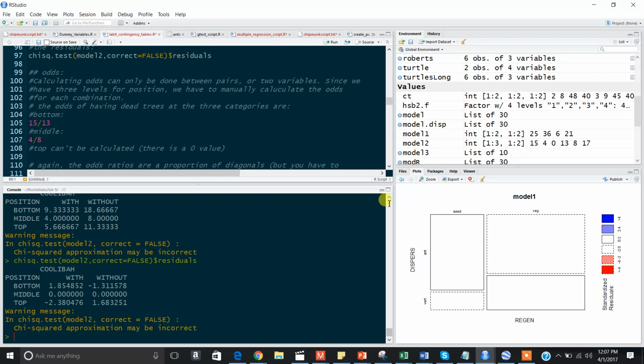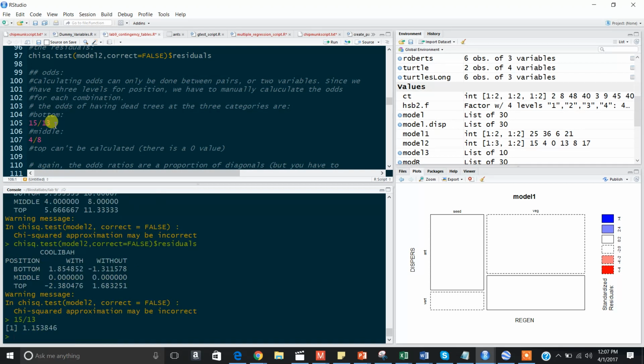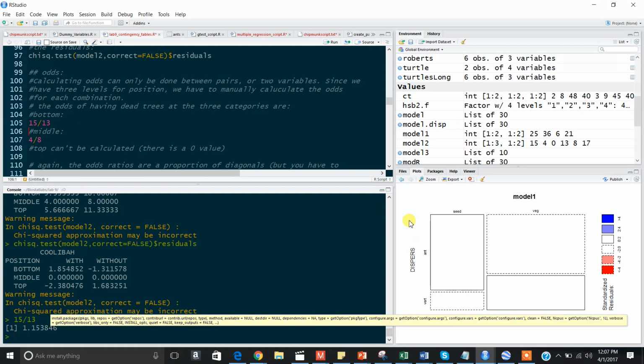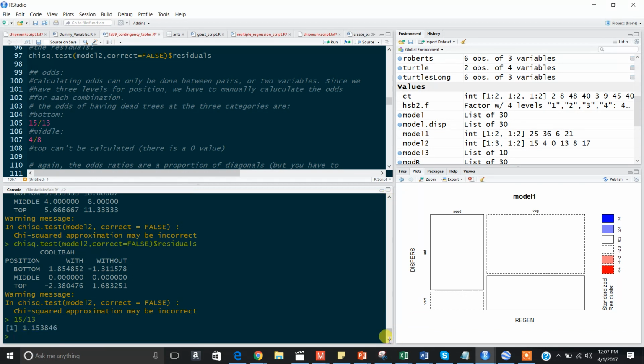So looking at your observed table, to calculate the odds of having dead trees in the bottom position of the floodplain, we would do 15 divided by 13. And that gives us an odds of 1.15. So the odds of having dead trees at the bottom of a floodplain versus not having any decay is 1.15.